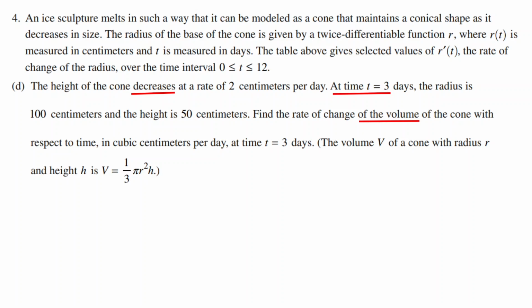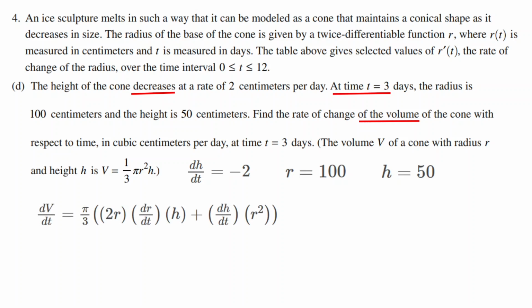First, all we have to do is write out everything the problem gives us. It tells us the formula for volume, also that dH over dt is negative 2, r is 100, and h equals 50. We want to find dV over dt. Let's differentiate V and make sure to use the product rule. dV over dt equals pi over 3 times, parentheses, 2r times dr over dt times h plus 1 times dH over dt times r squared.